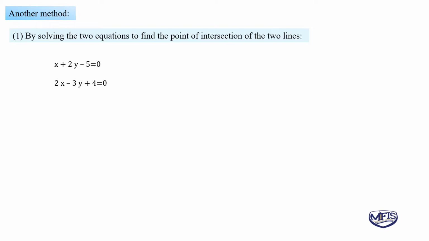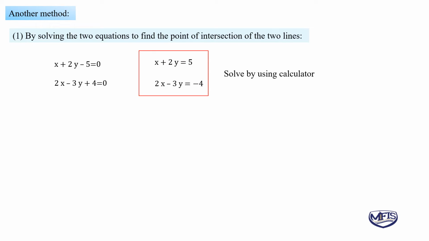So we can use a calculator or we can solve the two equations simultaneously. x plus 2y equals 5 and 2x minus 3y equals negative 4. The solution, or the intersection between the two straight lines, will be (1, 2). So the point (1, 2) is the point of intersection.